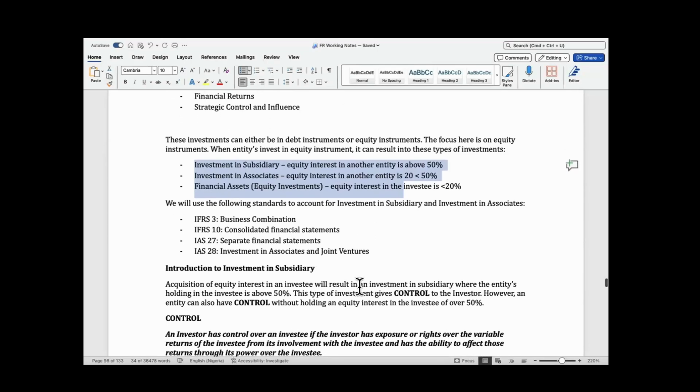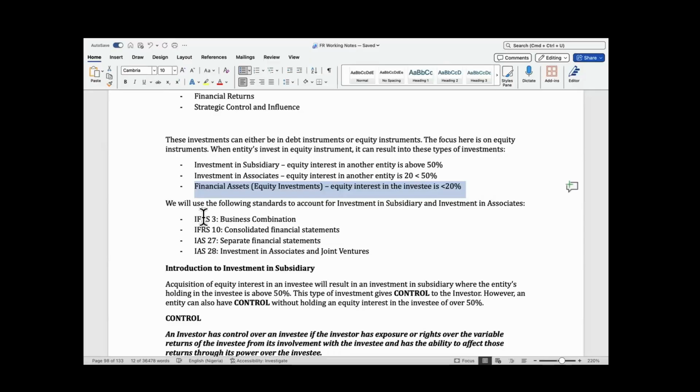You know that everything we talk about in reporting, everything, there's a standard behind it. So for investment in subsidiary and associates, which is the focus, because this one is going to be covered under financial instruments. It will not give rise to group accounts. So the focus majorly is investment in subsidiary and investment in associates. So these are the standards relevant for that.